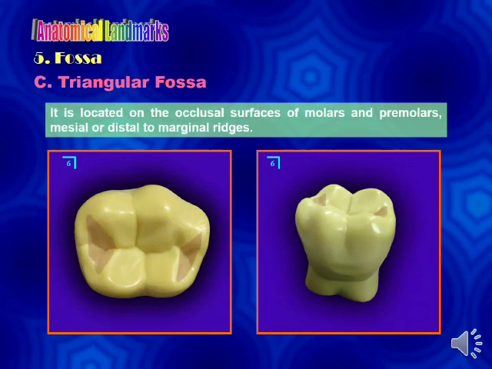We have the triangular fossa. It is located on the occlusal surfaces of molars and premolars, mesial or distal to the marginal ridge. Here we have the marginal ridge. The depression near it, shaped like a triangle, we call the triangular fossa. Here are two triangular fossae, each next to a marginal ridge.